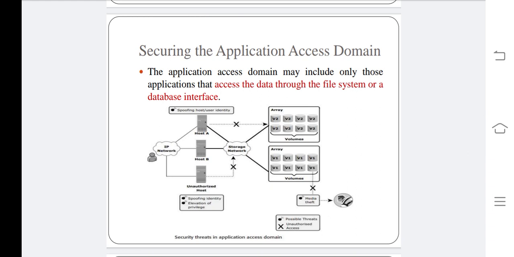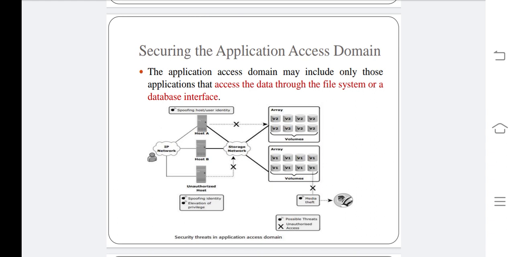Securing the application access domain. The application access domain may include only those applications that access the data through the file system or a database interface. In this diagram, host A can access all V1 volumes and host B can access all V2 volumes. These volumes are classified according to access level such as confidential, restricted, and public.